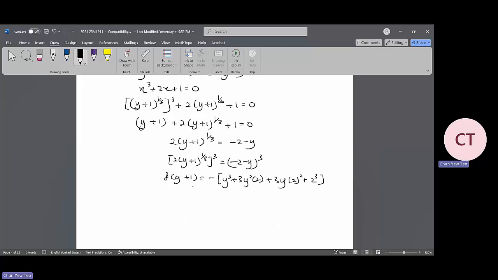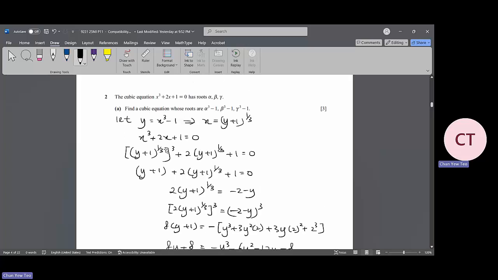Expand, simplify, then you will get y cube, plus, I put a negative here. This one will be negative y cube minus 6y squared minus 12y minus 8. This will be 8y plus 8. So at the end, you will get y cubed plus 6y squared plus 20y plus 16 equal to 0. So this will be the answer for question number 2a.